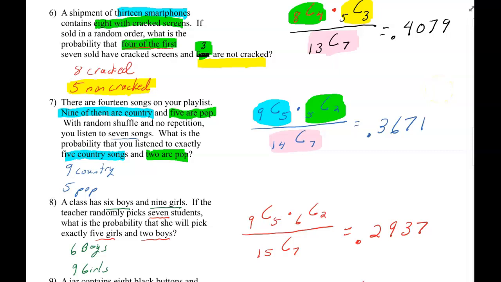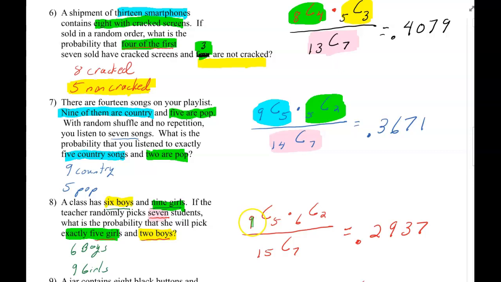Okay, taking a look at problem number 8. A class has 6 boys and 9 girls. If the teacher randomly picks 7 people, so we're choosing a group of 7, what is the probability that she'll pick exactly 5 girls and 2 boys? So looking at the color coding here, I want 5 girls, and I maybe missed color coding here, so let me go back. There are 6 boys, and they want 2 boys, so I'm going to put both of those in yellow. 9 girls, and they want exactly 5 girls.